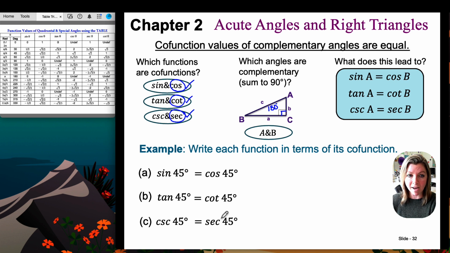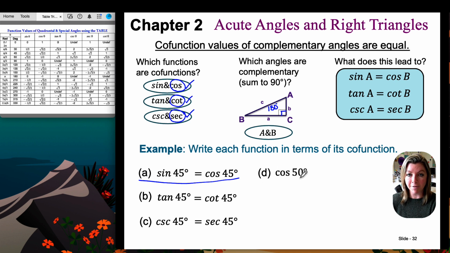You can confirm these values by using your calculator or the table. For example, here, let's look at this one. Sine of 45 degrees is equivalent to cosine of 45 degrees. So using the table, sine of 45 degrees is radical 2 over 2, and cosine of 45 degrees is also radical 2 over 2. Okay, let's do a few more.